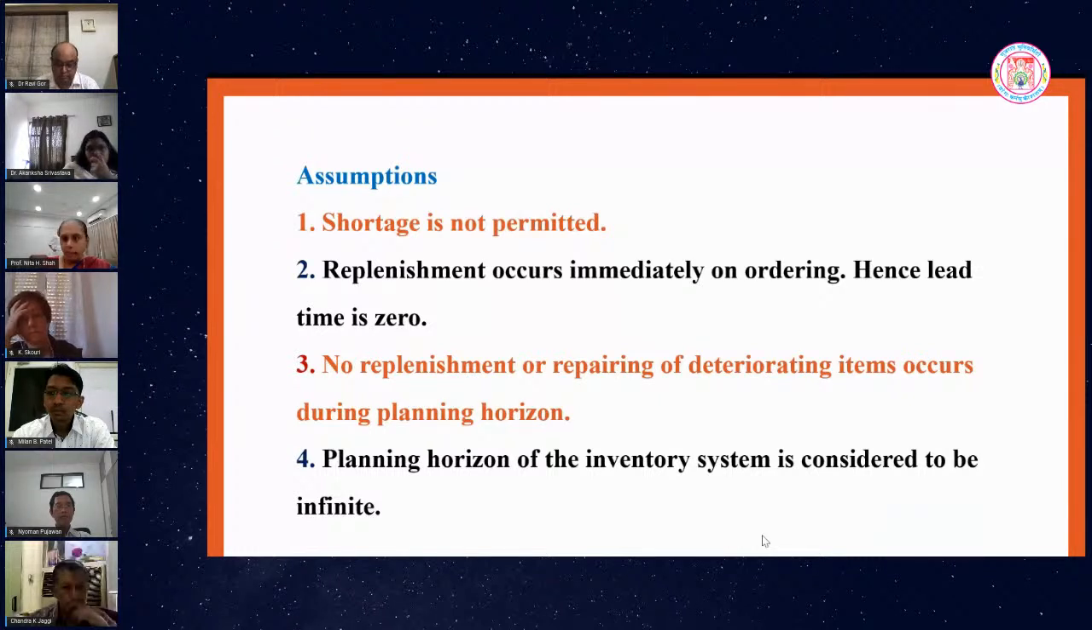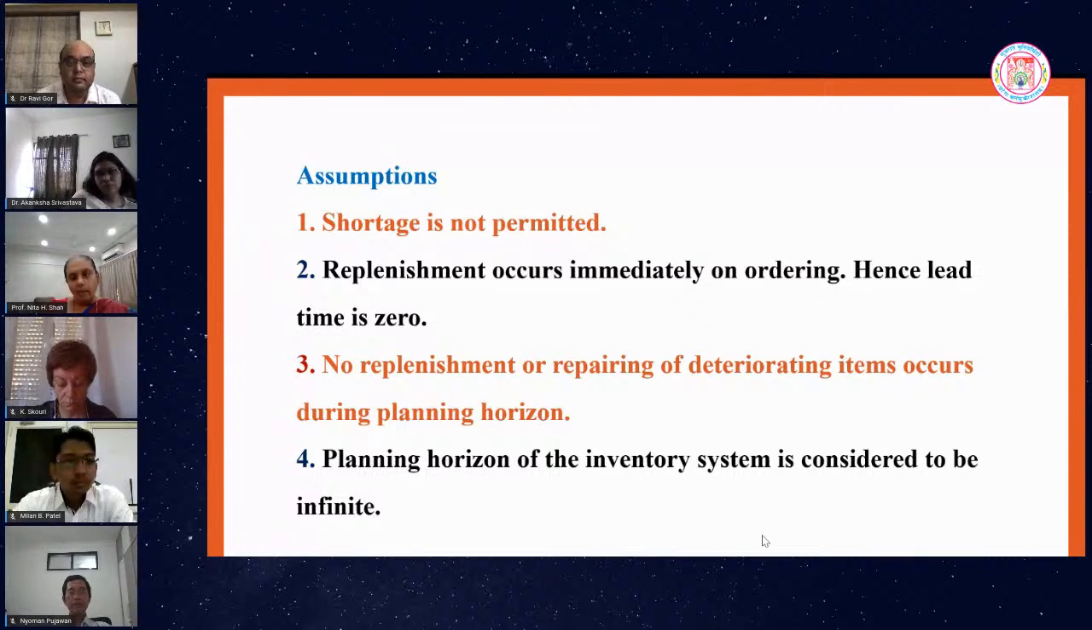No replenishment or repairing of deteriorating items occurs during the planning horizon. So if this PPE kit is not of proper quality, it will not get repaired. That is quite obvious because it has to be manufactured according to medical research norms, but you have to throw it away. So it carries some salvage value. No doubt we have not considered the salvage value of such items. The planning horizon of the inventory system is considered to be infinite, though it is from March till now, so almost 5 months. But this 5 months is the planning horizon, and we have considered that this 5 months can be considered as infinite.